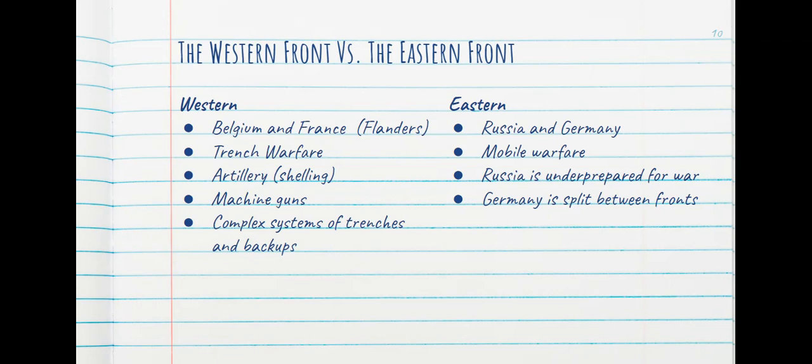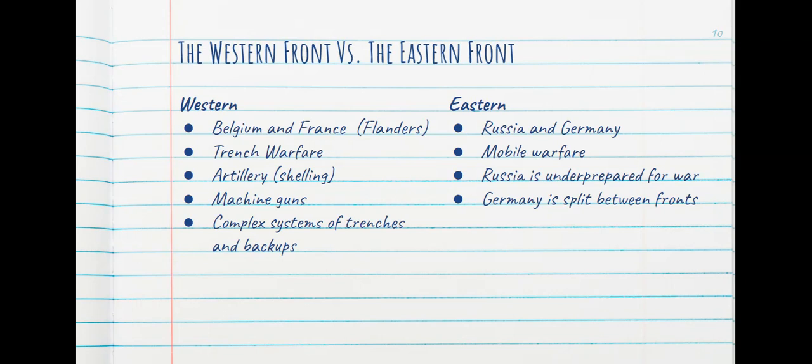And Germany is also at a disadvantage in that they are split between these two fronts. Germany is kind of sandwiched in the middle of Russia and France. And so they do not want to be fighting this two front war, which is why they tried to implement the Schlieffen Plan. And the Schlieffen Plan failed spectacularly.